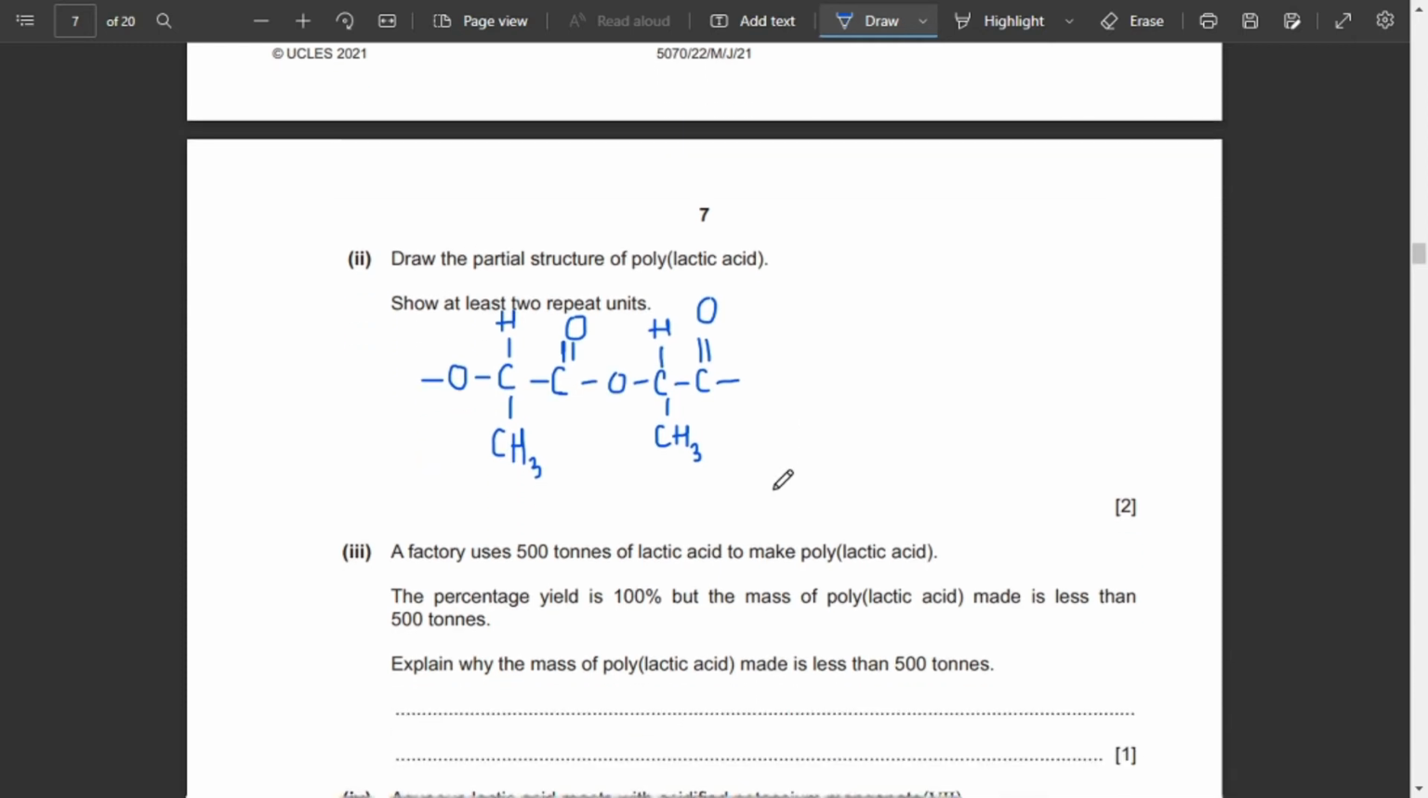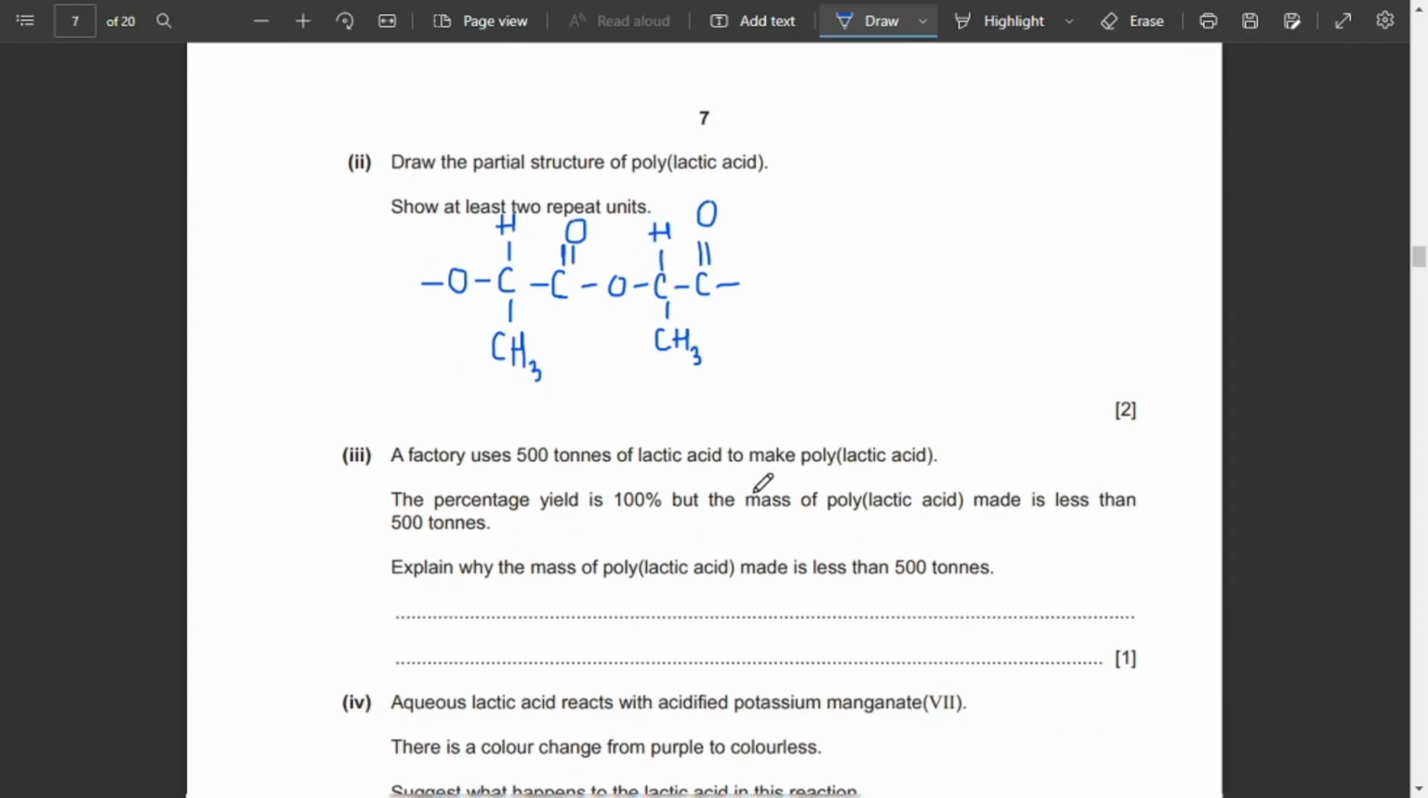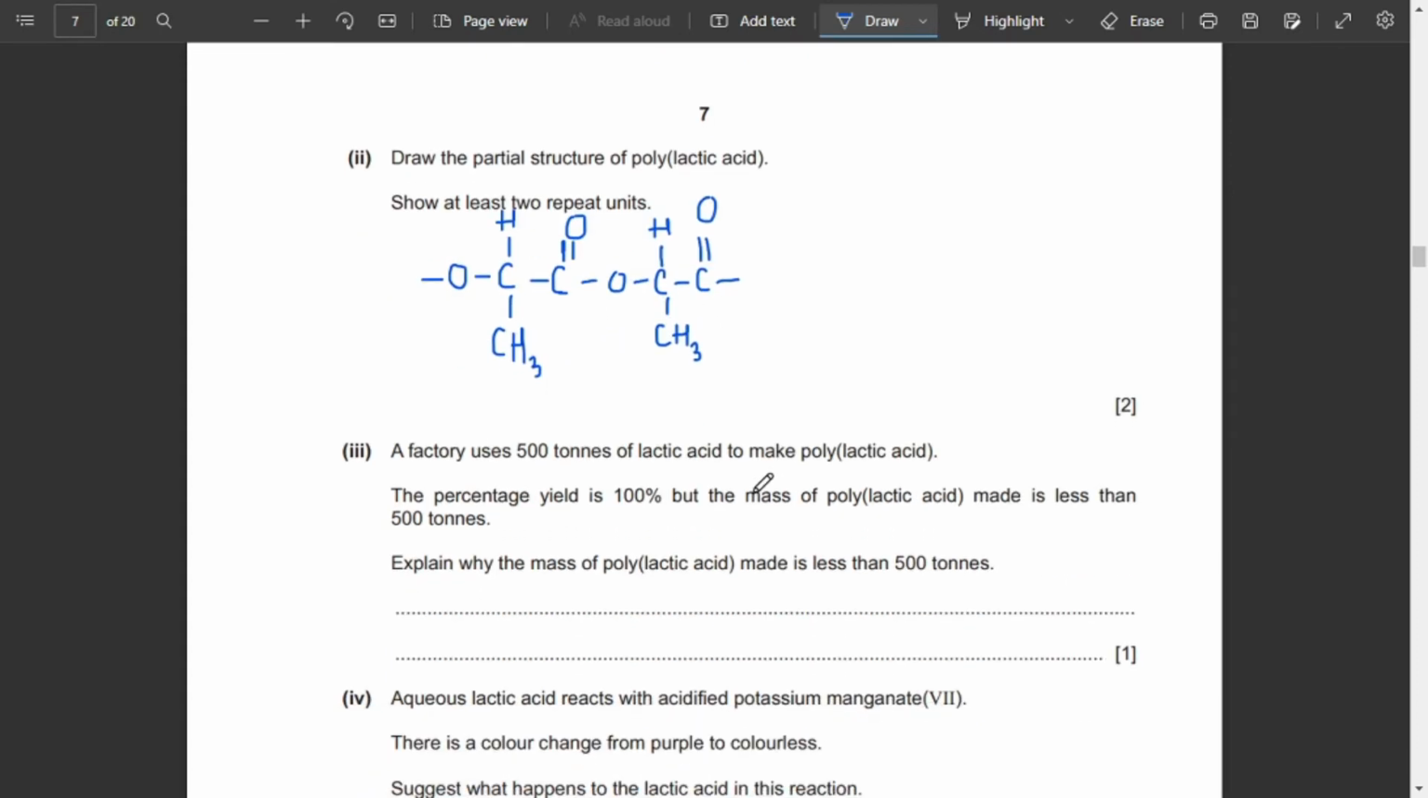That's all. Moving on to part 3, a factory uses 500 tons of lactic acid to make polylactic acid. The percentage yield is 100%, but the mass of polylactic acid made is less than 500 tons. Explain why the mass of polylactic acid made is less than 500 tons. This is a very nice question.